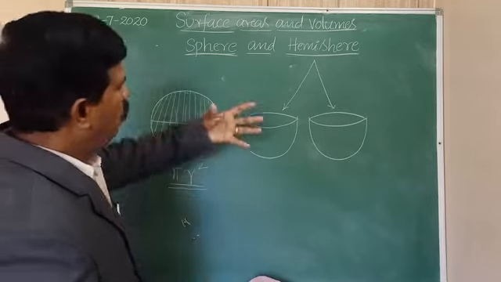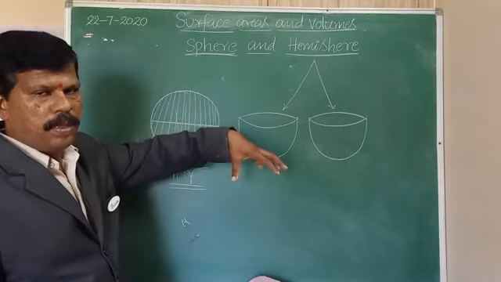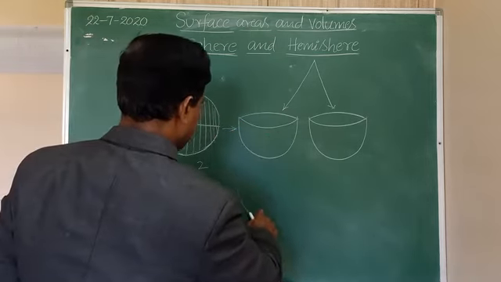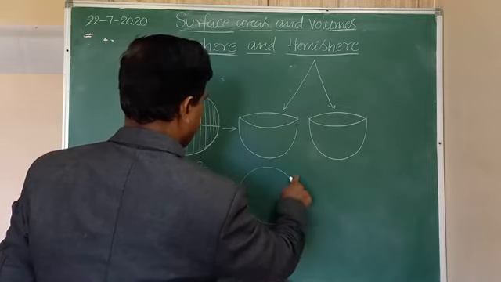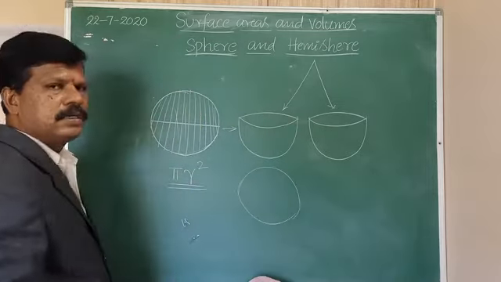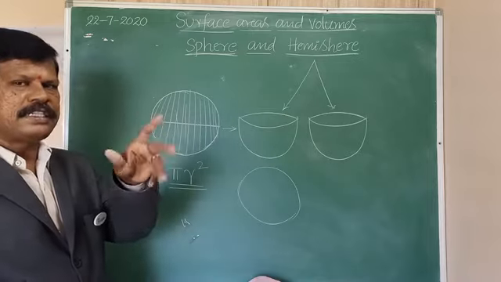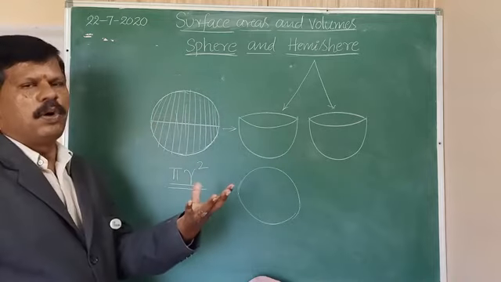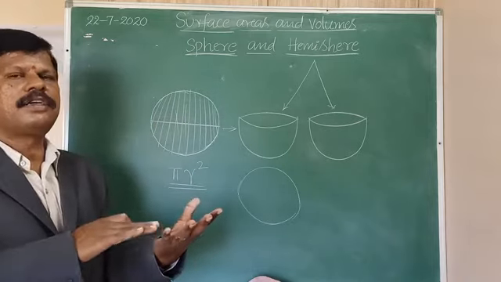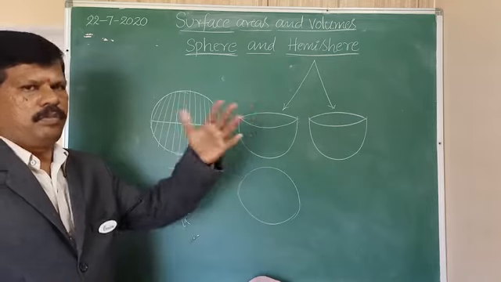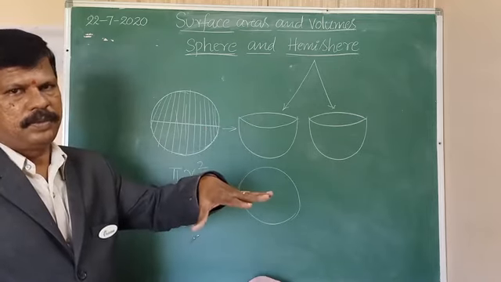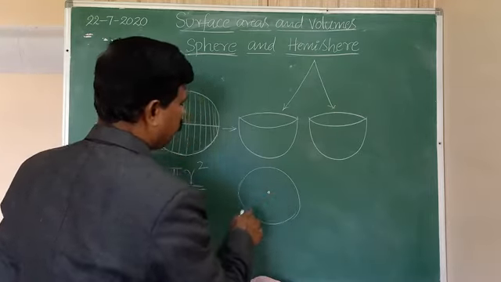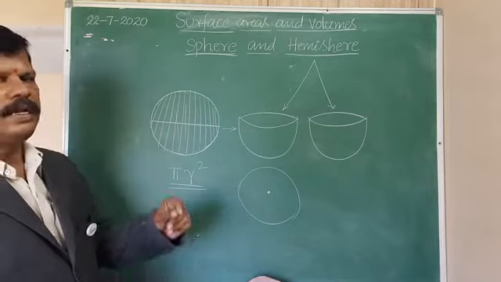Now, hold that bowl on a thermocol sheet. Then trace the mark like this and cut that thermocol. That means it is in the circle shape. Then keep that on the bowl so that it will cover the whole circular part. Understood?